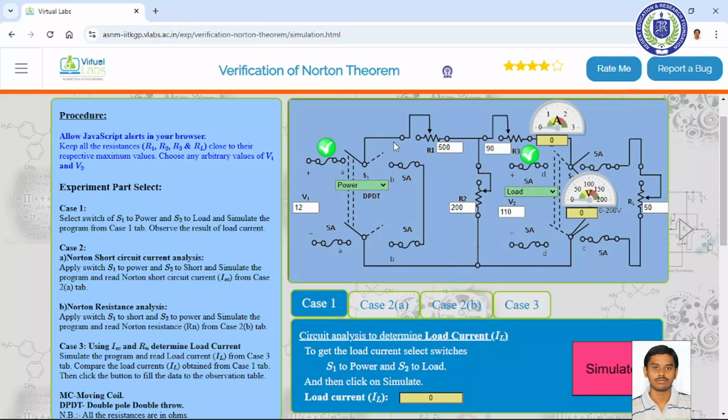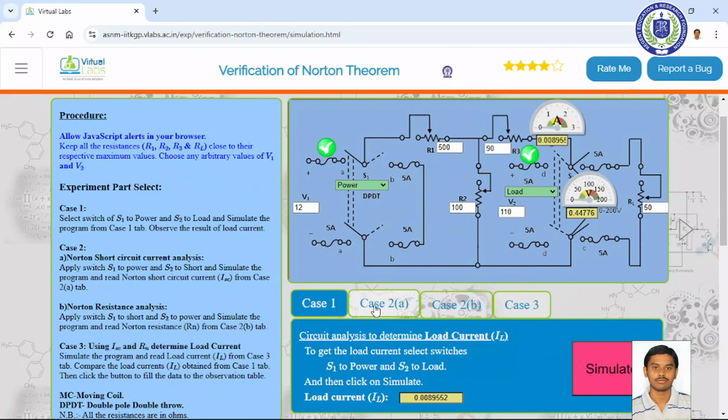Norton's theorem example. We use the virtual lab. So this is the source, 12 volt, this is the 500 ohm, this is the 100 ohm, and this is the 90 ohm resistance, and the load is 50 ohm. And this virtual lab is developed by IIT Kharagpur. So case one, first calculate the load current. Our actual load current is 0.0089552.